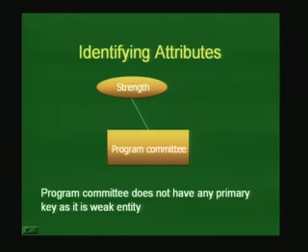which we actually saw earlier, right? So a program committee does not have a key attribute, but it may have other attributes like what is the strength of the program committee, how many people are there in the program committee as of now, and so on. So a program committee is a weak entity type having no key attribute, but it has its own other attributes.